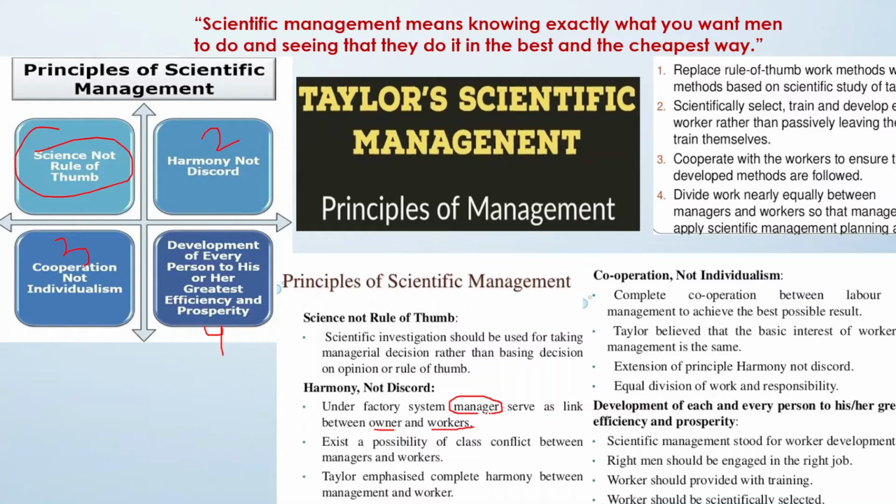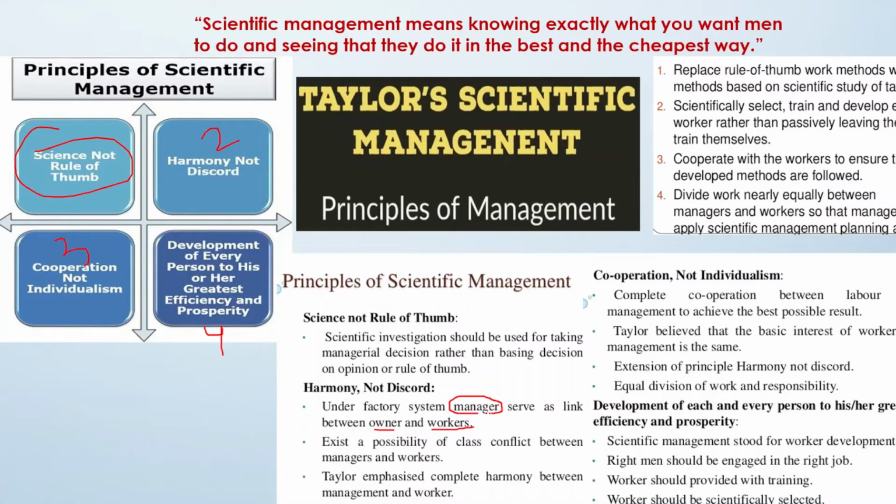Now Taylor emphasized this thing to be completely harmonious. The relationship between the management and the worker has to be in harmony. Otherwise, it will impact the organization.